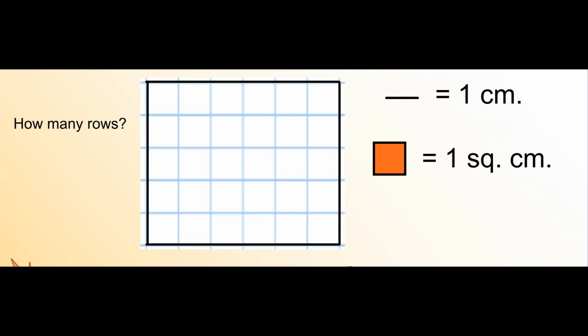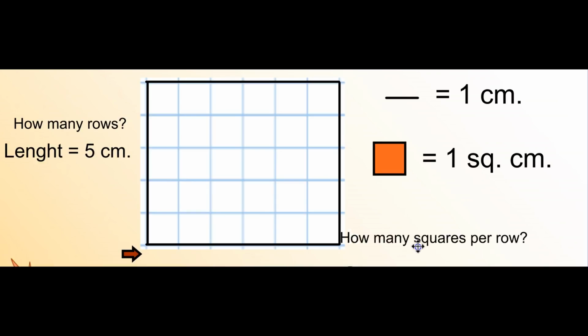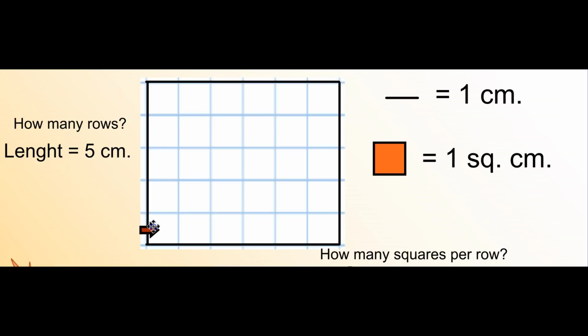So, how many rows do I have? 1, 2, 3, 4, 5. I have 5 rows of squares. That's my length, 5 centimeters. How many squares do I have in each row? 1, 2, 3, 4, 5, 6. I have 6 squares in each row. That's my width, 6 centimeters.